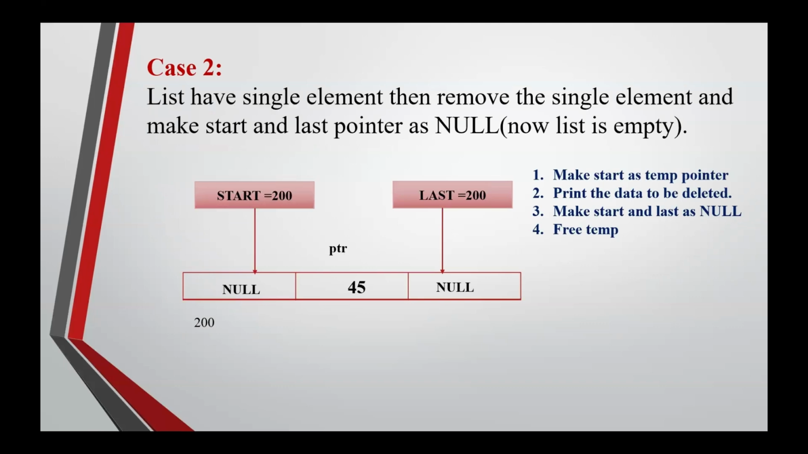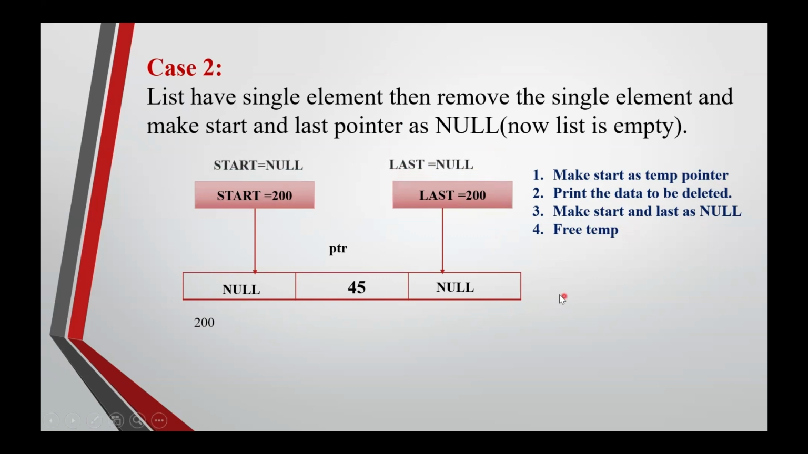So case one: if the list is empty, we just print that there is no data. Case two: the list has a single element. For example, one element is present, that is 45. Start points to this address and last also points to this address. Here, make a temp pointer from the start pointer, print the data, then make the start as well as the last pointer null, and free.